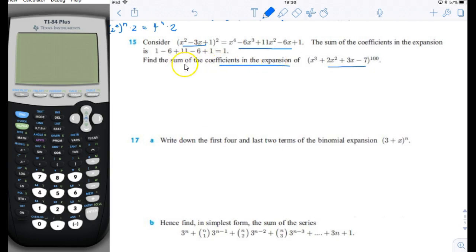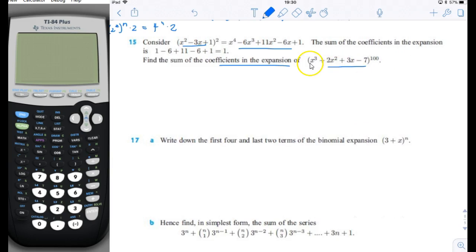So let's try that here. Find the sum of the coefficients in the expansion of blah, blah, blah to the 100th. Obviously, we are not going to do the binomial expansion of this on the IB exam. We only have like 6 minutes to do this problem. We are not going to expand it into 101 terms, right? But we do know from doing this that we can easily find the sum of all the coefficients of a binomial expansion if we make x equal to 1.